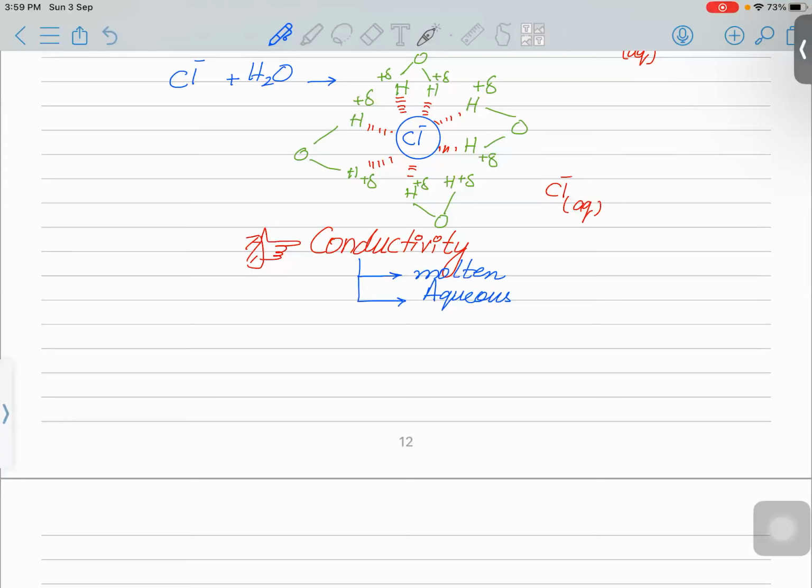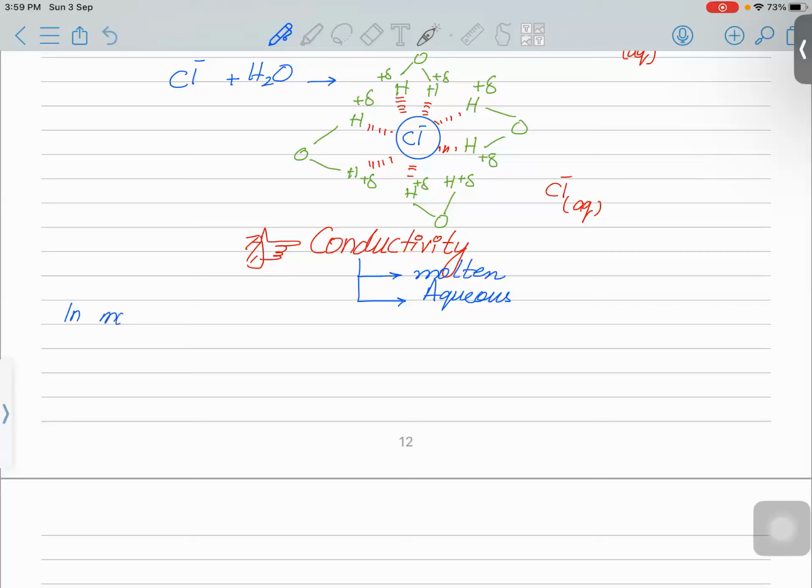Isa, are you getting my point or not? Yes. Ionic compounds have ions. So in molten, ions are free to move. In aqueous, ions are free to move. That's why ionic compounds conduct electricity in molten and in aqueous form.